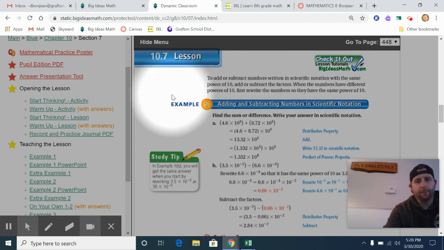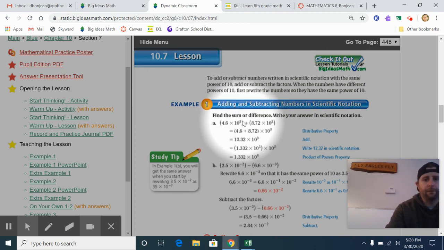All right. So I'm going to put it in perspective for you real quick. This is the same concept as having a common denominator when we're adding or subtracting fractions. Okay. Here's the deal. We cannot add or subtract numbers in scientific notation until they have the same powers of 10. Okay. Until they have the same powers of 10.